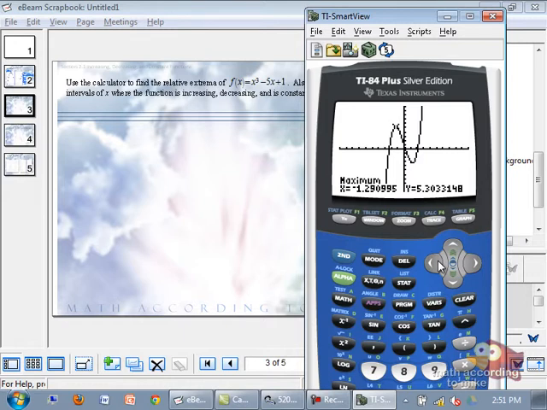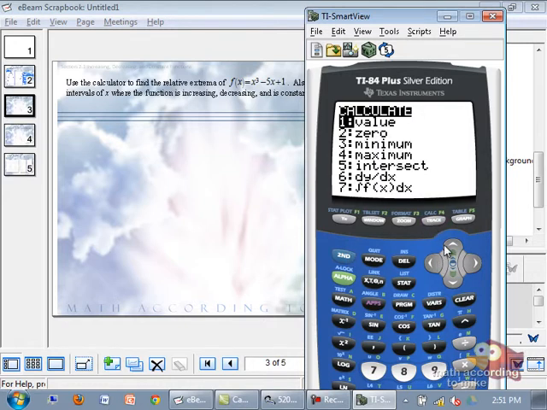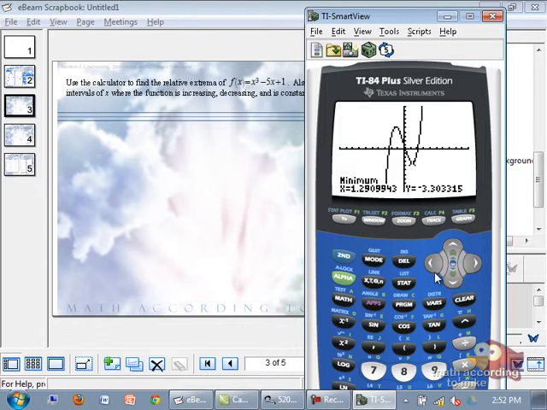So second calc max, left bound, right bound, guess. If you would, please do the same thing for the minimum, second calc. This time choose minimum. Hopefully for the min you'll get 1.29 comma negative 3.30. It's coincidental that the x values were negative of each other. We just have some little symmetry going on here with our function. That's not always going to be the case.